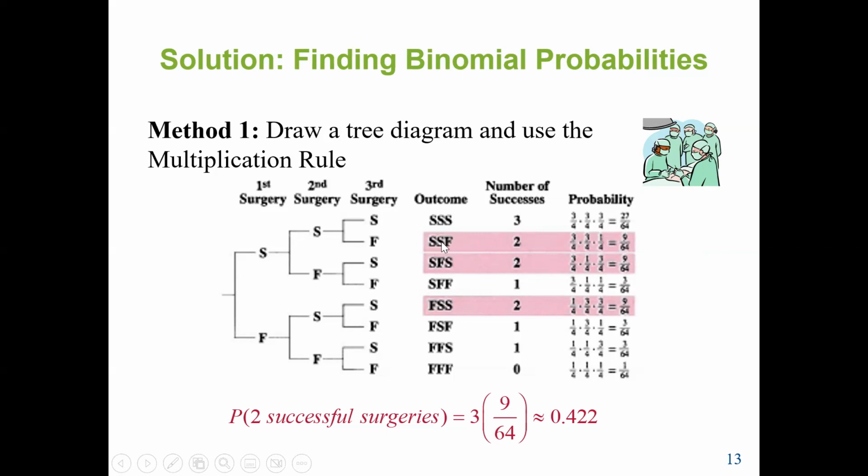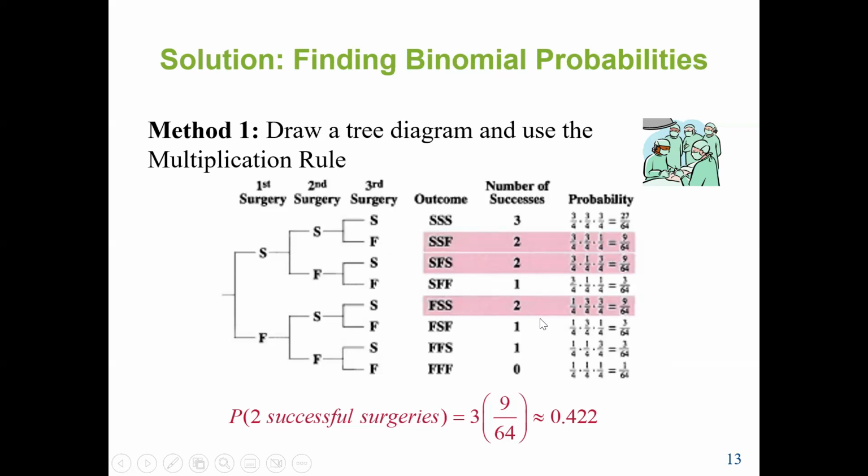Then here we have SSF. S will be 3/4 times 3/4. Then F is what? 1/4. So 3/4, 3/4, 1/4. For example, SFF here, S is 3/4, F is 1/4, another F is 1/4. So it's 3 by 64. So that's the multiplication rule.